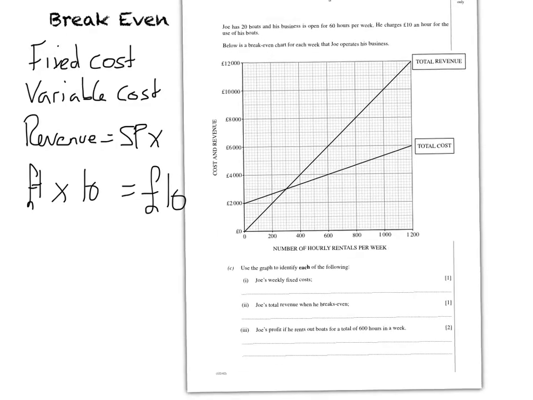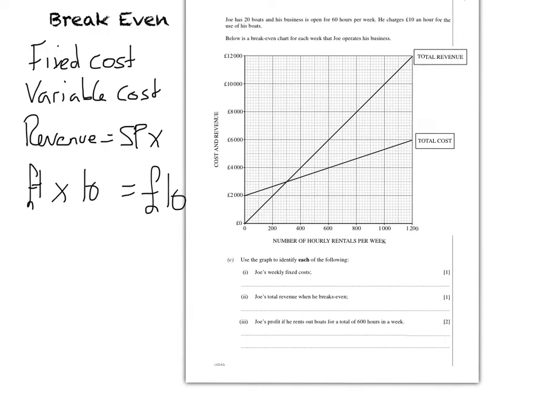Right, okay. They always give you information. You have to look at all the information. It says Joe has 20 boats and his business is open for 60 hours per week, right? It says he charges £10 an hour for the use of his boats. Okay. Now, sometimes they'll be really nice and they'll already give you a lot of the break-even stuff. They've already given you the revenue and they've already given you the total costs. Now, they're the two things. If you've got them, you don't need anything else. Because remember, total costs is fixed costs plus variable costs. So you don't even need to have put those in. They've made it really easy.